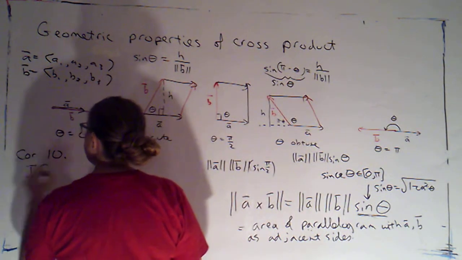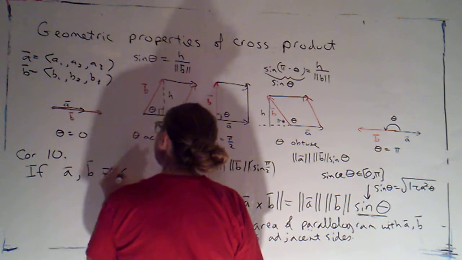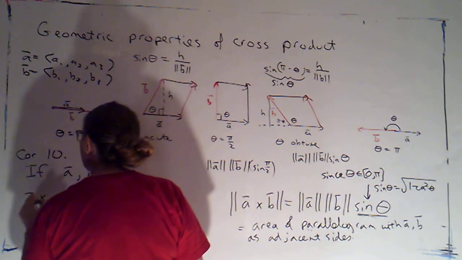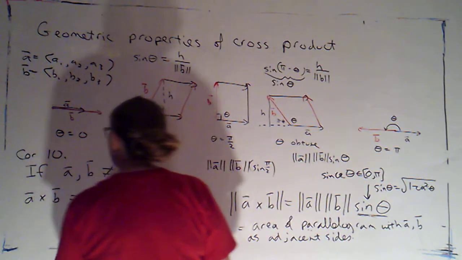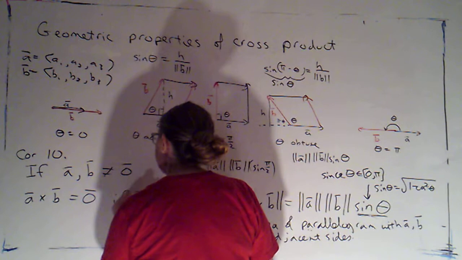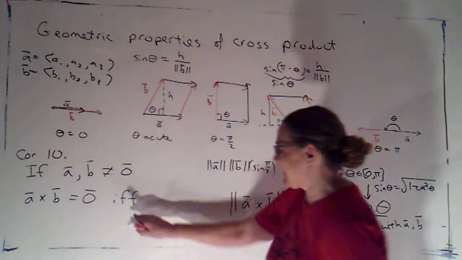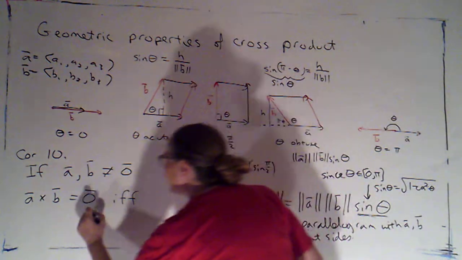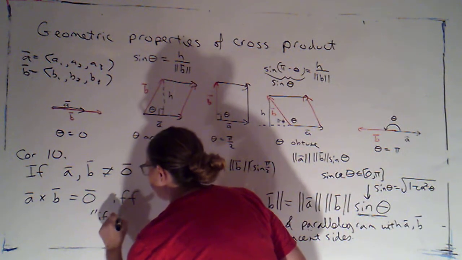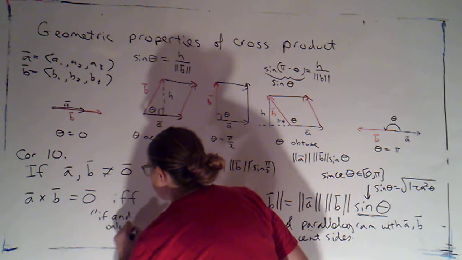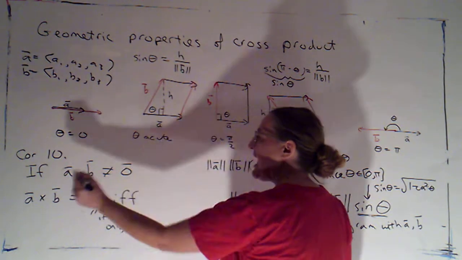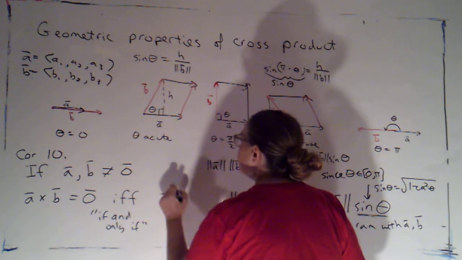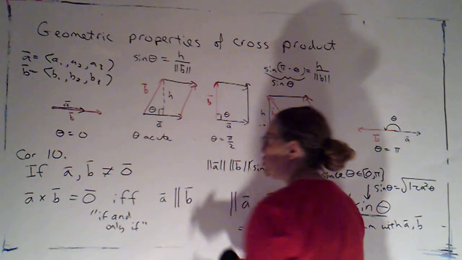states this. If A and B are both not the 0 vector, then A crossed with B will equal the 0 vector if, it looks like I misspelled the word if because I spelled it with 2 F's. That actually stands for if and only if. So that tells me it's a two-way implication. A cross B will be the zero vector if and only if A is parallel to B.